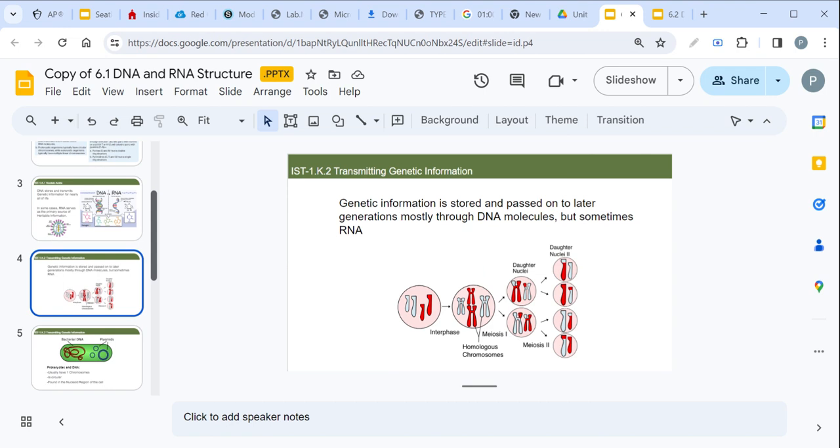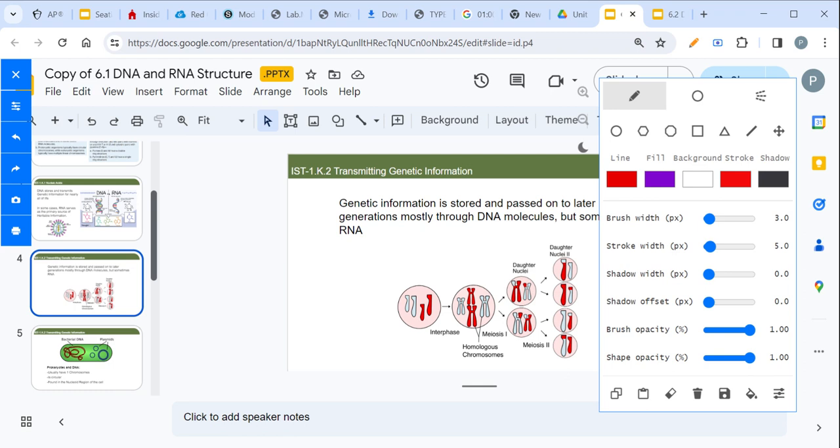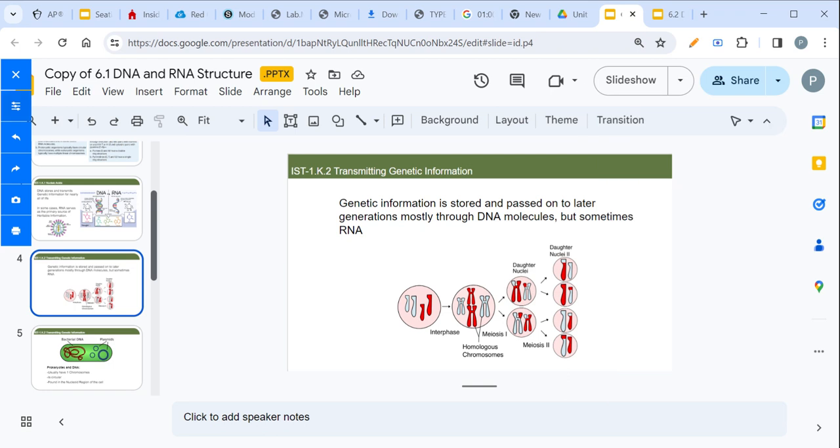Now, the reason why we're focusing on this is that the genetic information that we have is stored and passed to later generations through this DNA. So in the case here, you have your cells. Here's your DNA during the S phase of the cell cycle. We're going to go ahead and replicate it. And then from there, we can end up passing along this genetic material to the next generation.